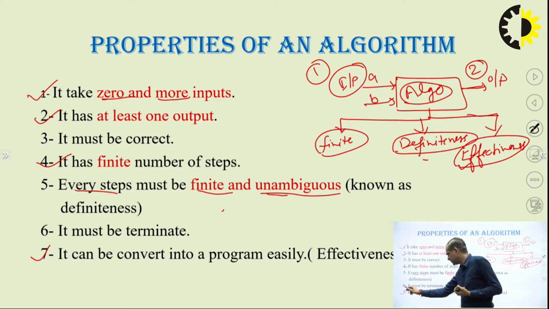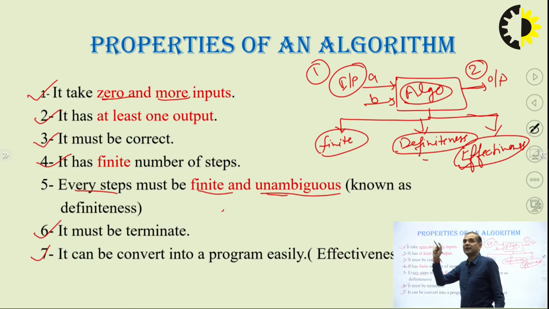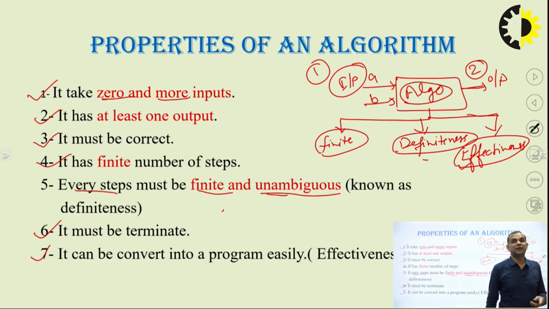Next, after the execution it will terminate. It should not keep executing again after the output. If I want the sum of 2 numbers, then as soon as I compute the sum, it should terminate. And every step must be clear. So this is the main important thing when we have to write up an algorithm.